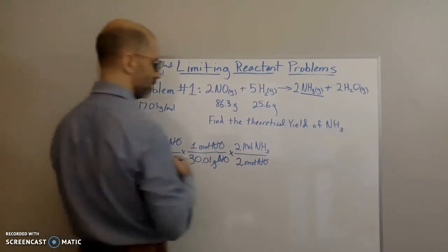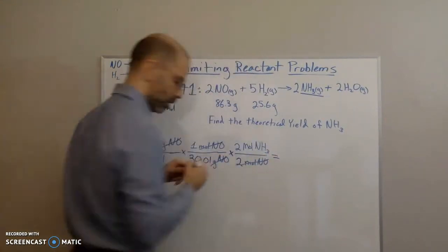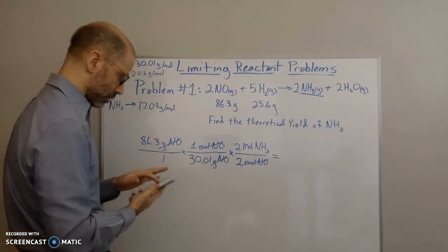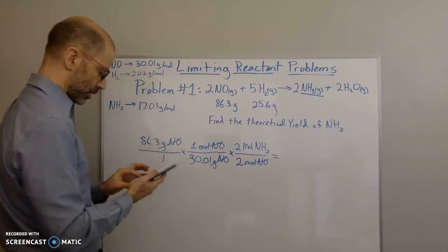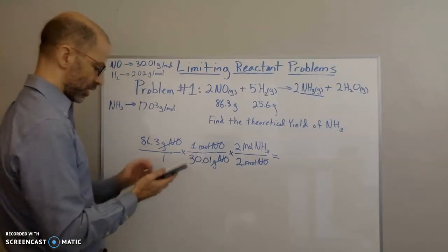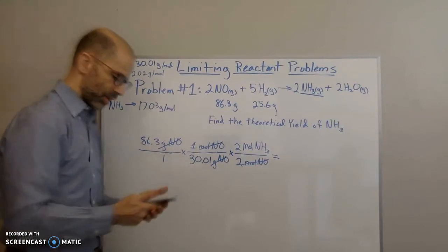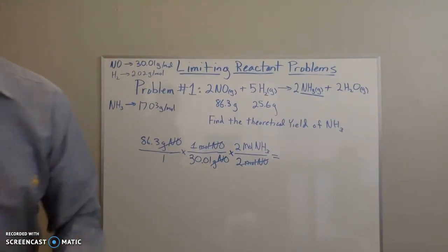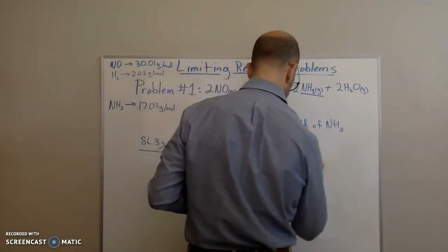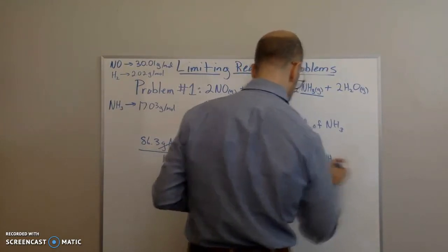So I can calculate the moles of NH3. If I do that, I get 86.3 times 2 divided by 30.01 divided by 2 equals, and I get 2.8757, and that's going to be moles of NH3.